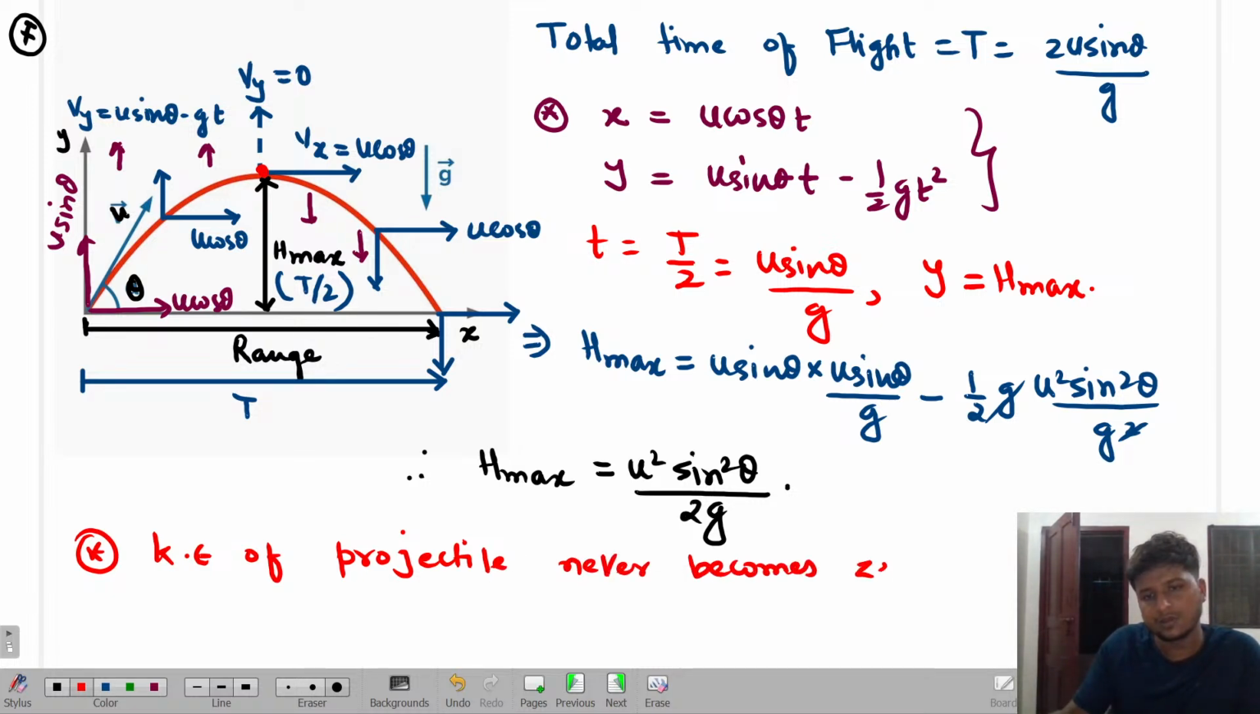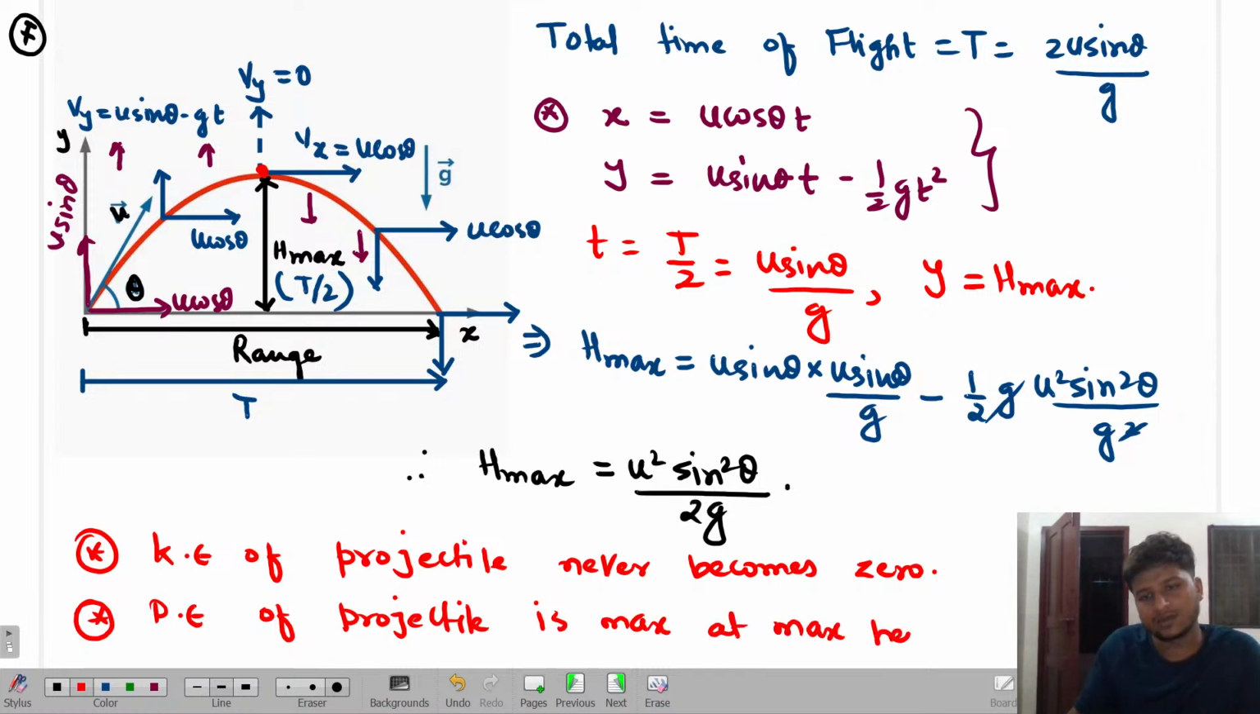Got it or not? But potential energy means energy does not remain conserved over here. If you look over here, potential energy of projectile is maximum at maximum height, while it is zero on the ground. So basically, kinetic energy never becomes zero, but potential energy changes to maximum and becomes zero on the ground. Is this clear or not, guys?